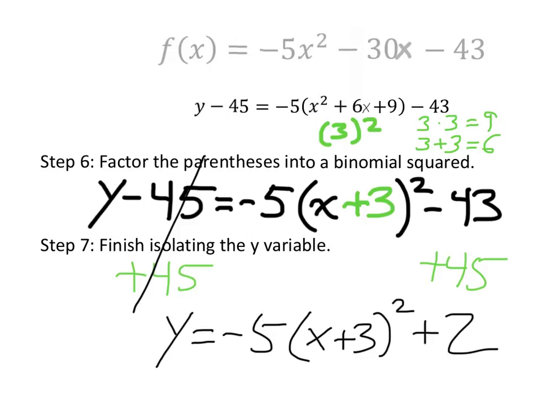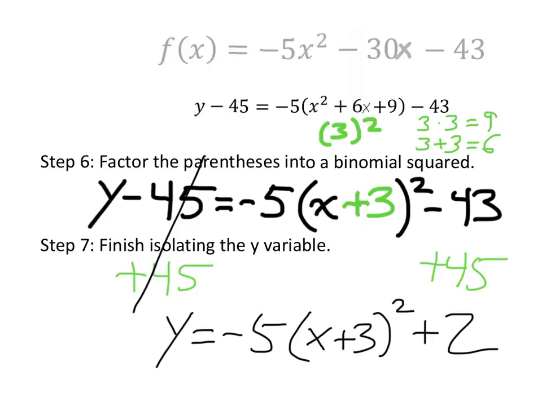This is great because now I can really easily see that this parabola had a vertical stretch of 5, reflection over the x-axis, and was translated 3 units to the left and 2 units up. I wasn't able to see this as easily by looking at the standard form of the function.